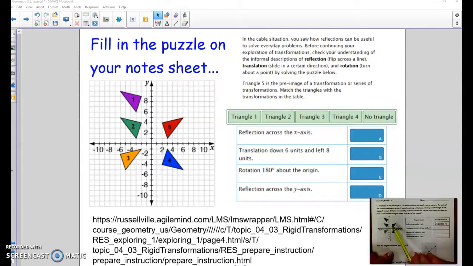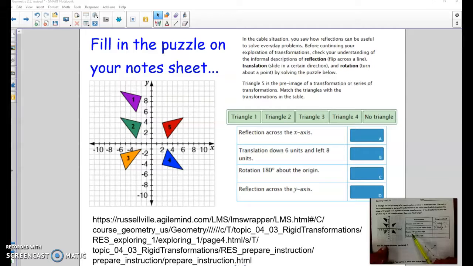Again, we're going back to triangle 5. We're going to see which one is a translation down 6 units and left 8. So you could start at this vertex of triangle 5, count down 6, and to the left 8. And we end up at that vertex right there. And you could do the same with this one, down 6, left 8, and this one, down 6, left 8. And you will find that you do indeed get to triangle 3 for the second one.